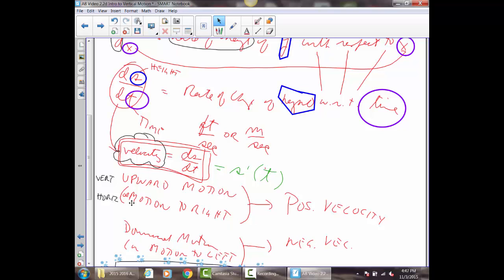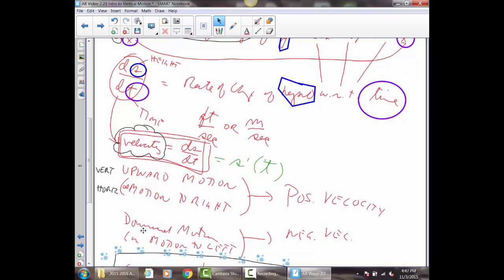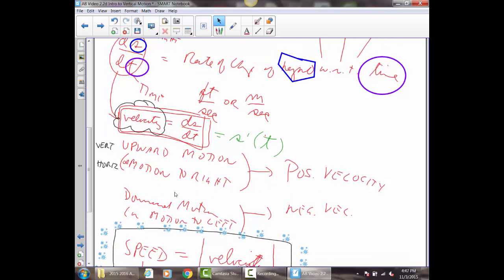For horizontal motion, like a car traveling, a positive velocity will mean motion to the right, or if you were in a car, it would be being in drive. And on a number line, negative velocity means the object is moving to the left, or in a car, that would mean we're backing up, we're in reverse.